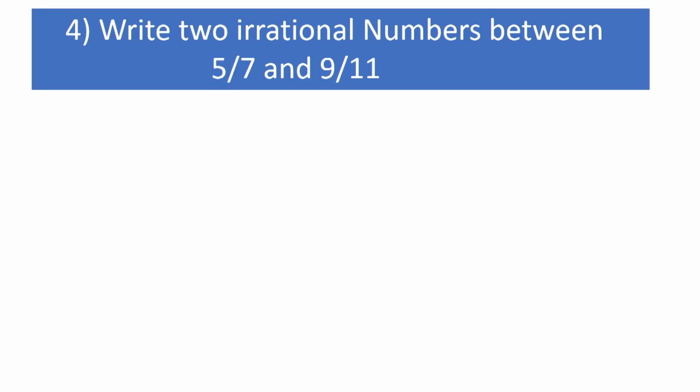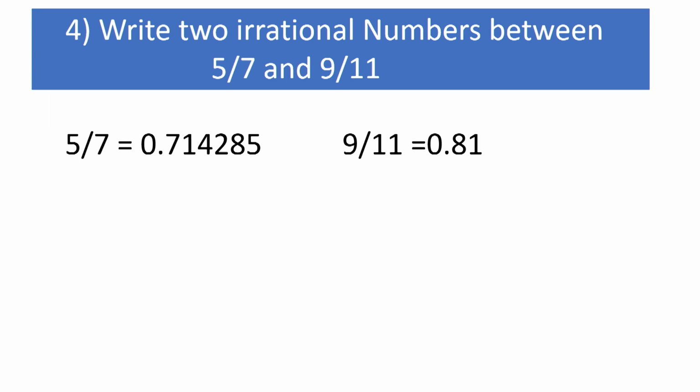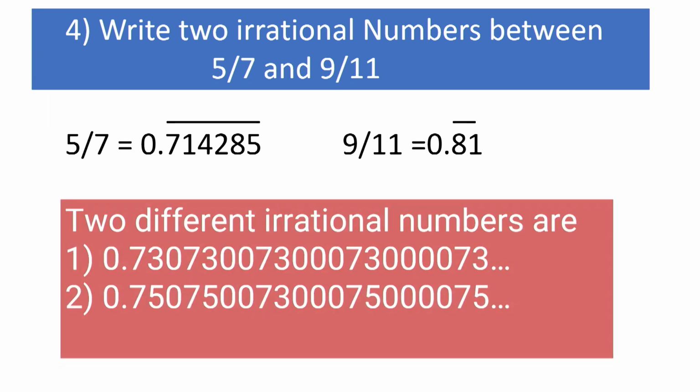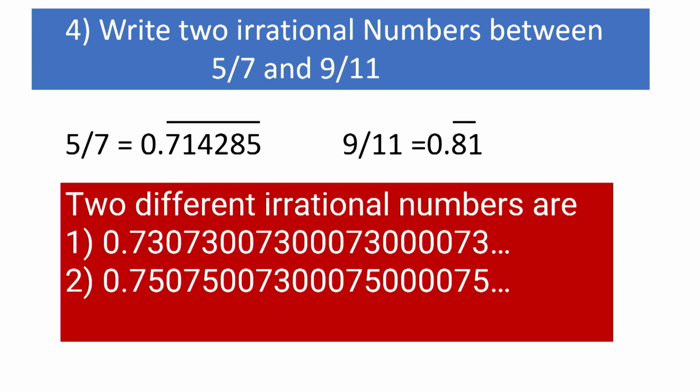Write two irrational numbers between 5 by 7 and 9 by 11. The solution: 5 by 7 can be written as 0.714285 with a repeating bar. 9 by 11 can be written as 0.81 bar. So we are going to write irrational numbers between them, that is 0.7300730073, like that. You can write another number also in the same way.